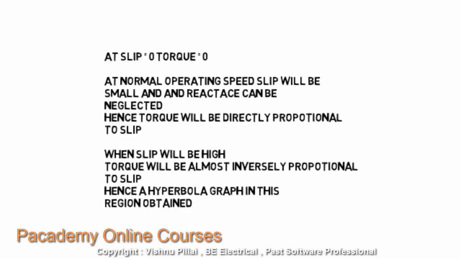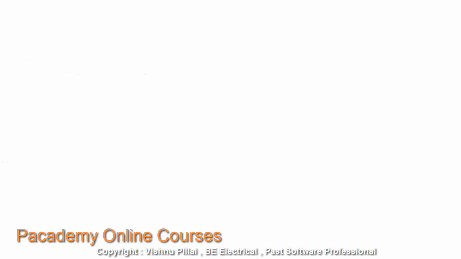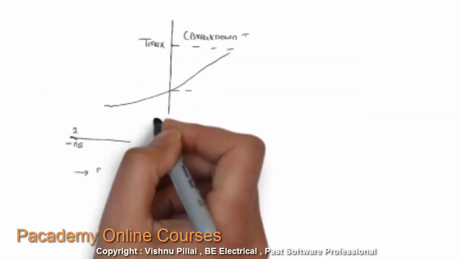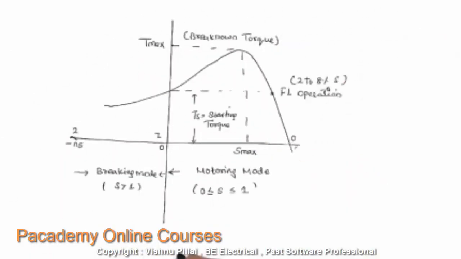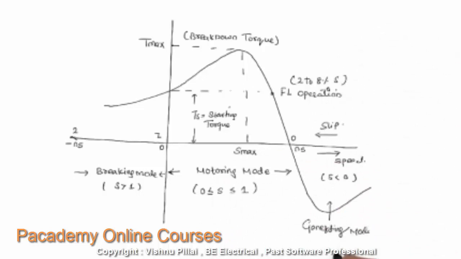So when the slip is 0, torque will be less, and at normal operating speed slip will be small, in the range of 0.2 to 0.4, and in this region the torque will be directly proportional to the resistance. So you can see the torque and the slip characteristics of an induction motor.